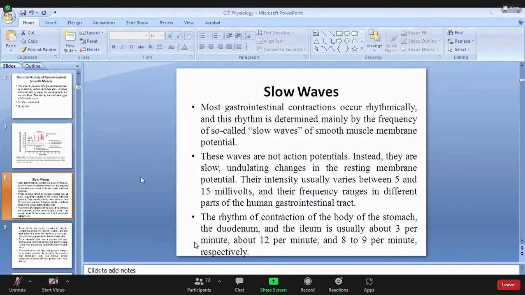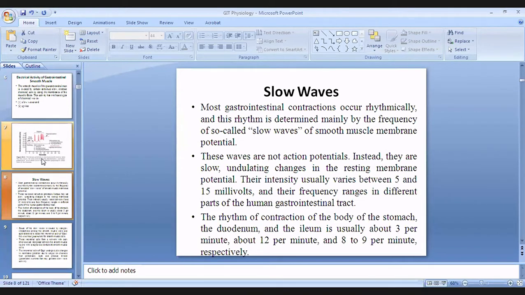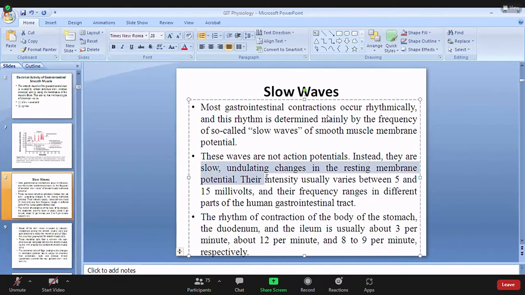Okay. তাহলে most of the gastrointestinal contraction occur rhythmically, and this rhythm is determined mainly by the frequency of the so-called slow waves of the smooth muscle membrane. And these slow waves are not the actual action potential. Instead, they are slow. These are the lines taken from Guyton. You have to know this description of slow waves. The slow waves are the slow undulating change in the resting membrane potential, and their intensity varies from minus 5 to 15 millivolt.